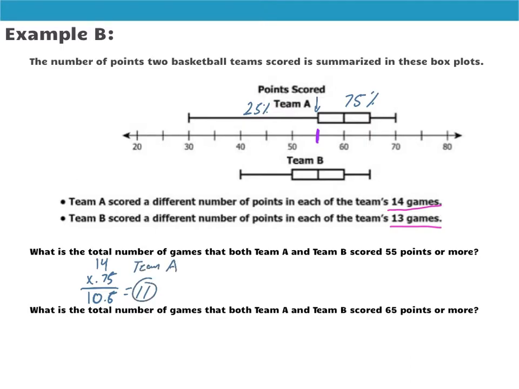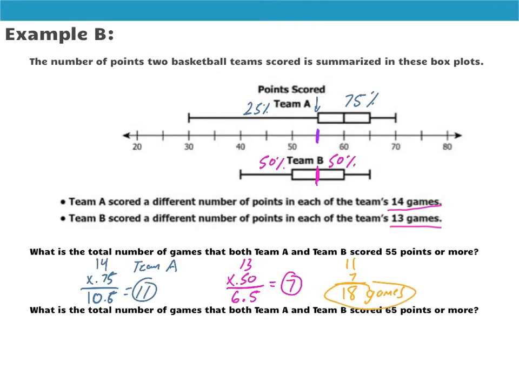Now let's take a look at Team B. So Team B, the 55 mark is their median, which means 50% above is what we're going to be looking for. And there's also 50% below, but that's not what we're going to be looking for. So we're going to take our 13 games and multiply it times 0.50 to represent our 50%. When we do that, we're going to get 6.5, but again, we can't have half of the number of games, so we're going to have to apply our rounding. So 6.5 is going to round up to 7 games. So now we're going to add our totals together, so our 11 games for Team A, our 7 games for Team B, and we're going to get 18 games.